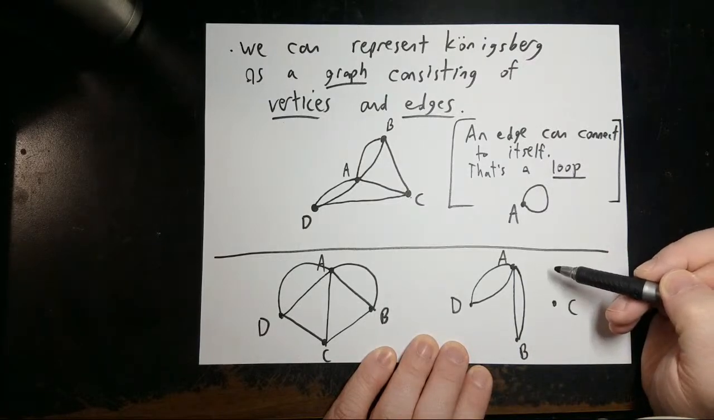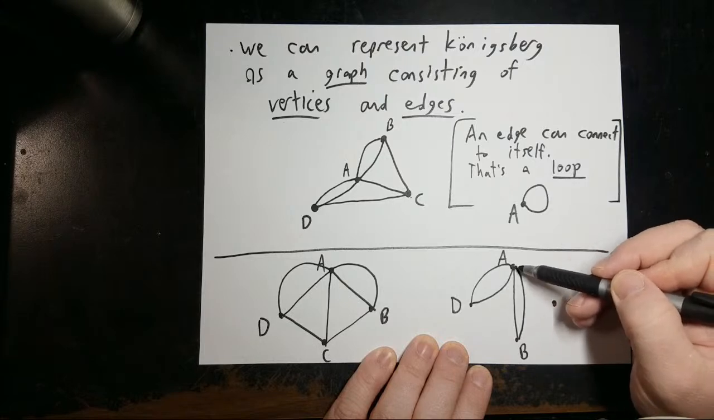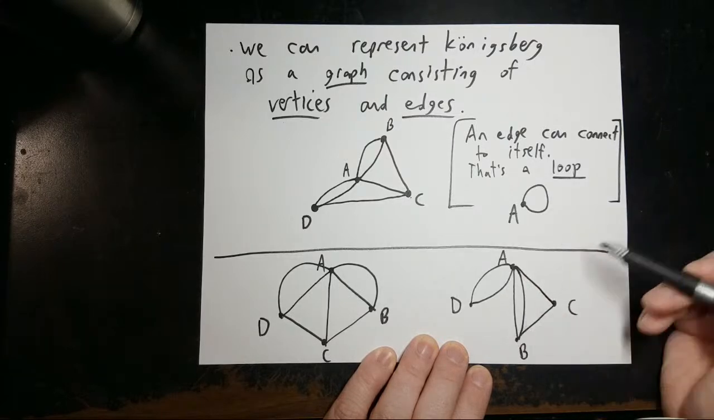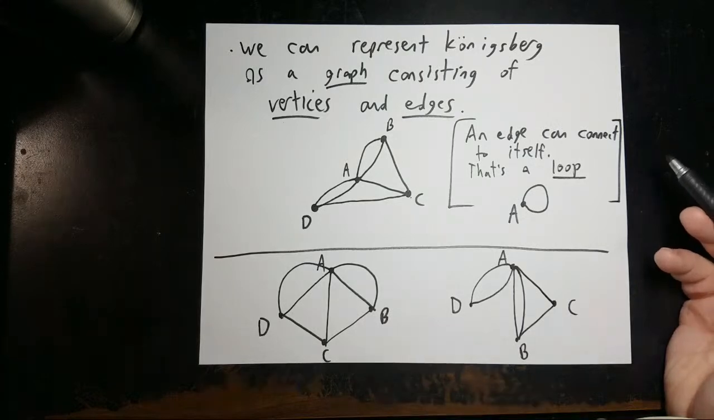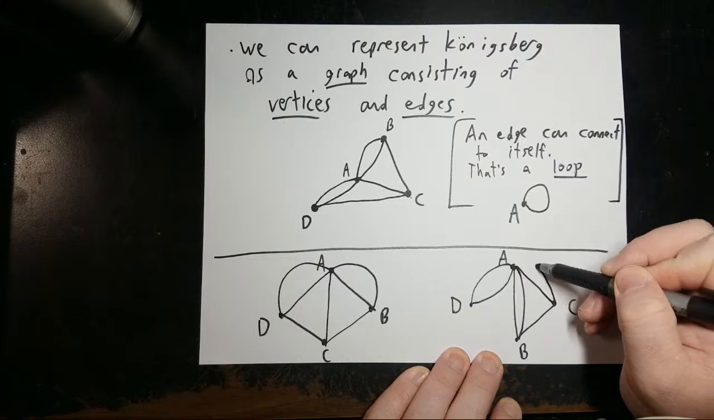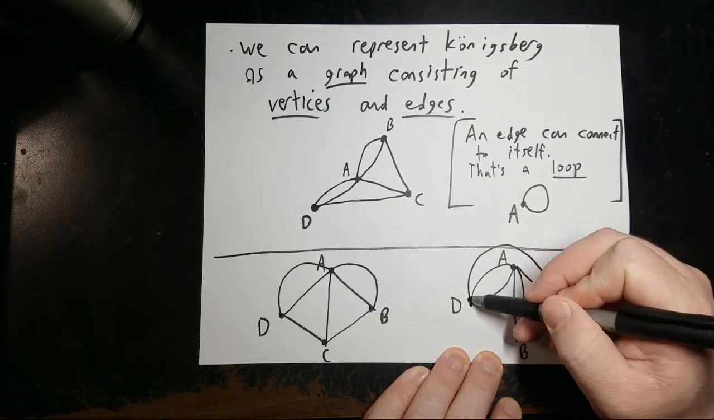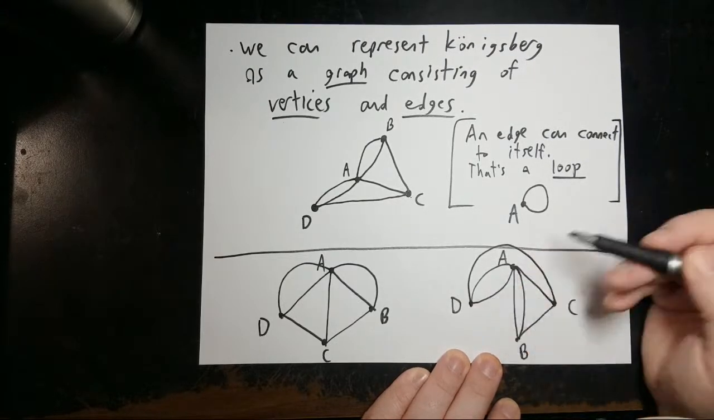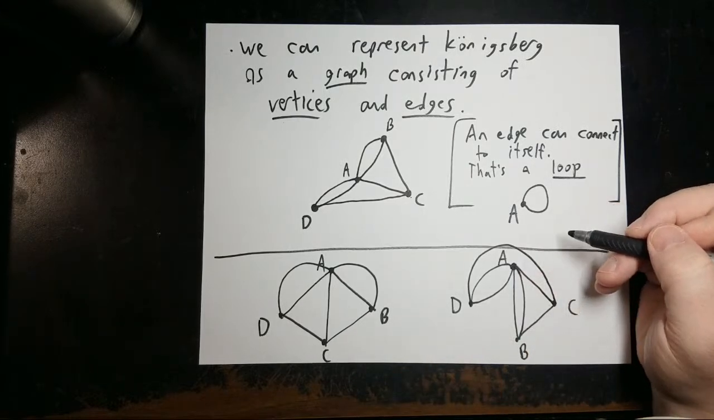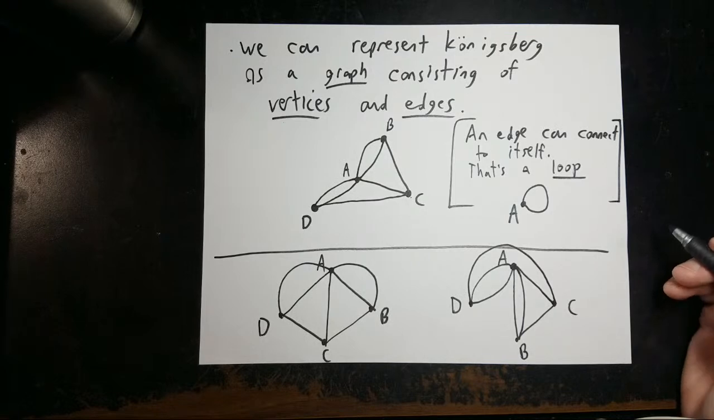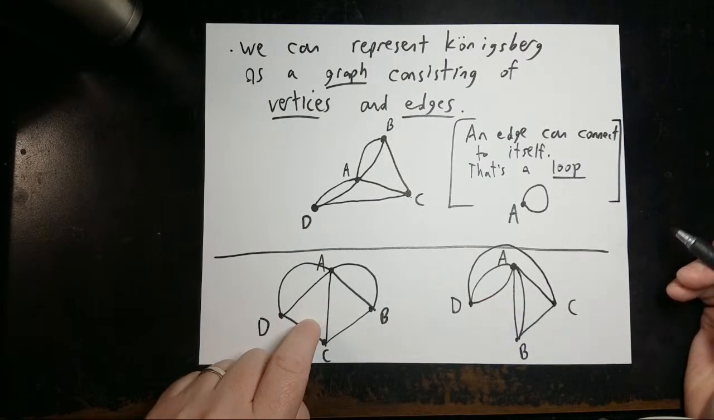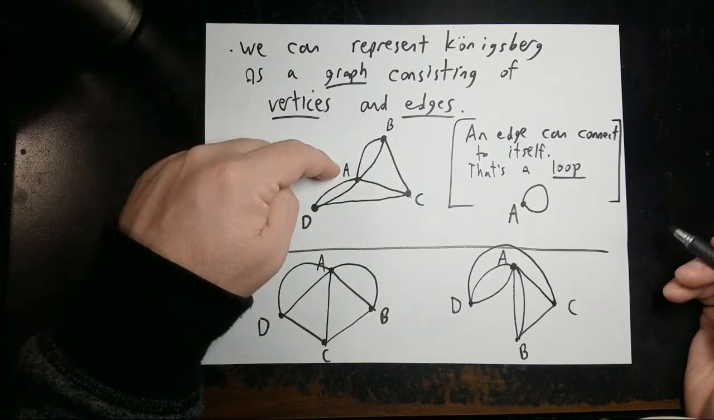That's weird. A and C are connected. B and C are connected. But the problem is now, C and D are connected. How do I do that? Oh, easy. There we go. This is the same thing. It looks terrible, but this is Cohensburg. So is this. And so is this.